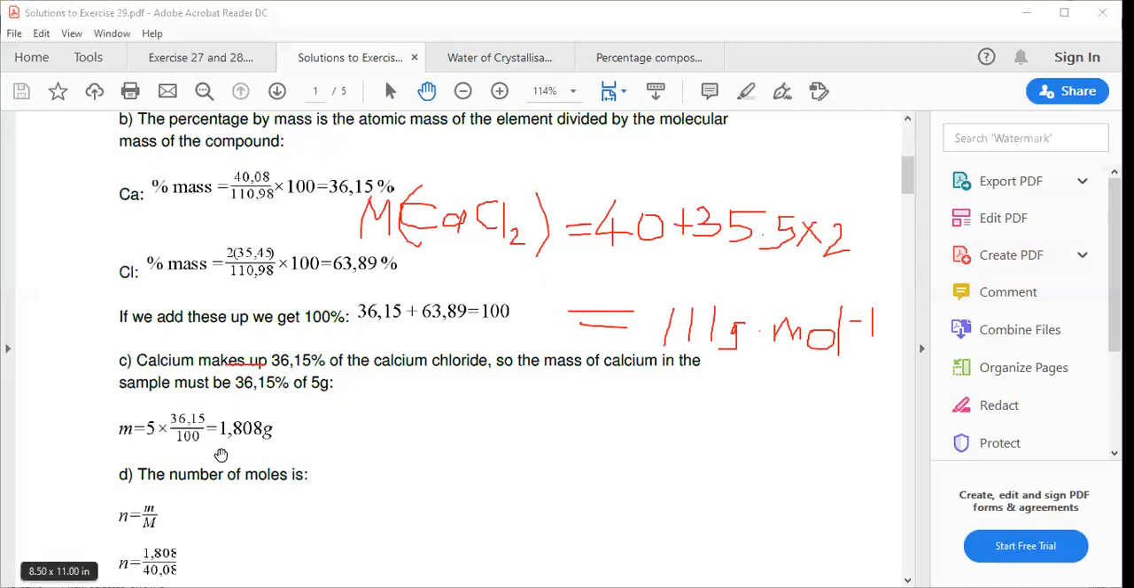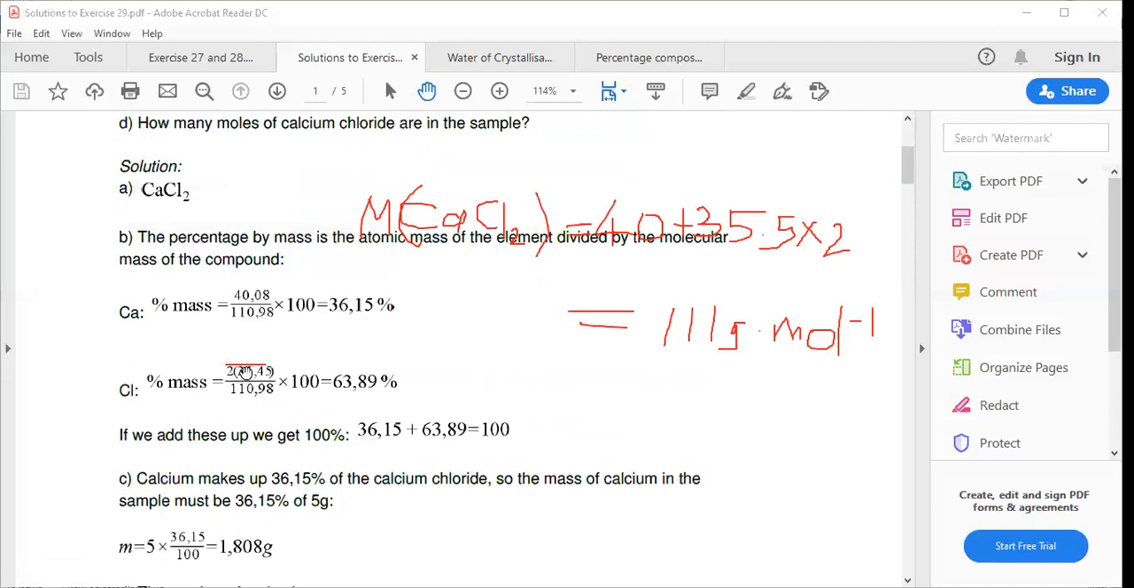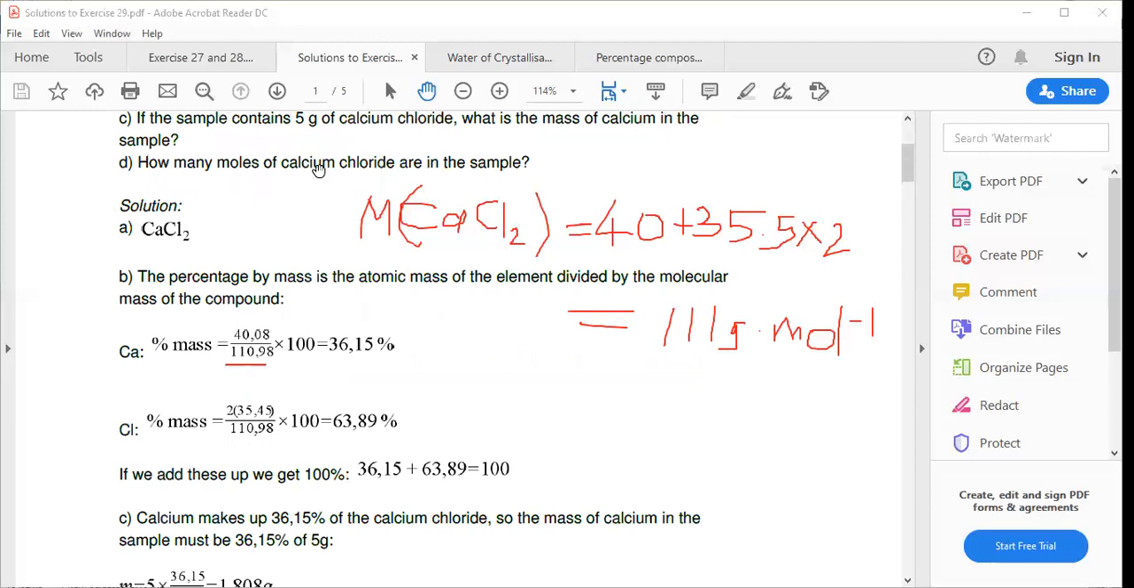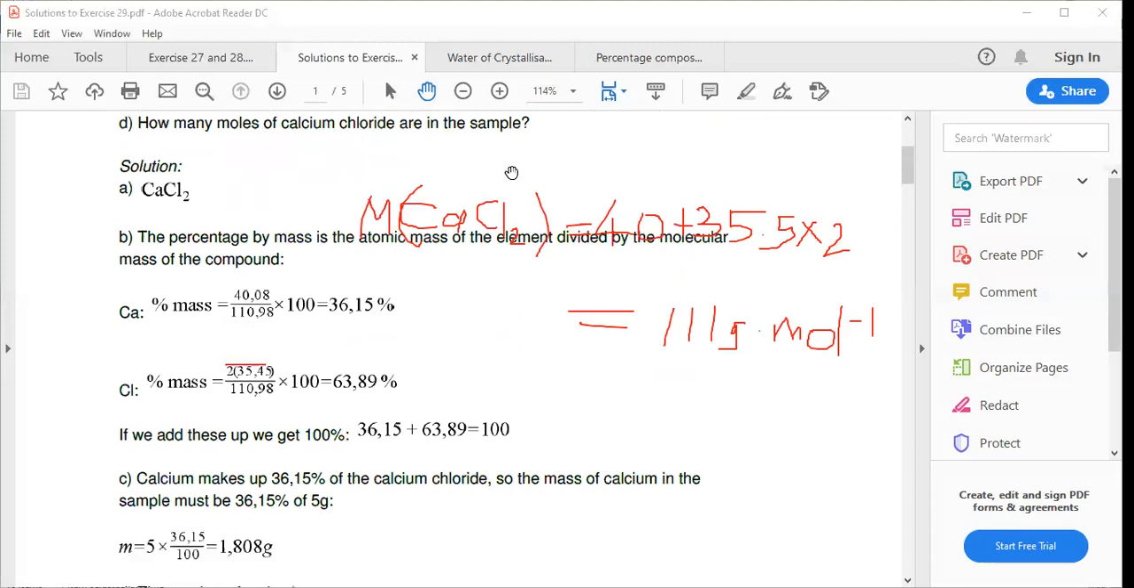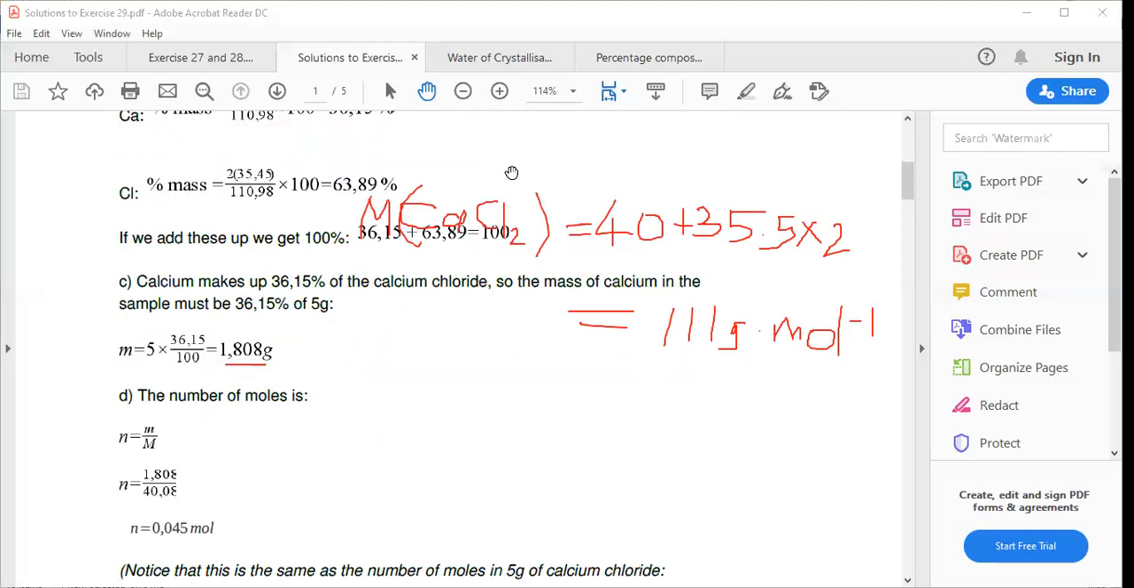The next one, we've got D. How many moles of calcium chloride are in the sample? Right. So which sample are we talking about? We are talking about here, number of moles.